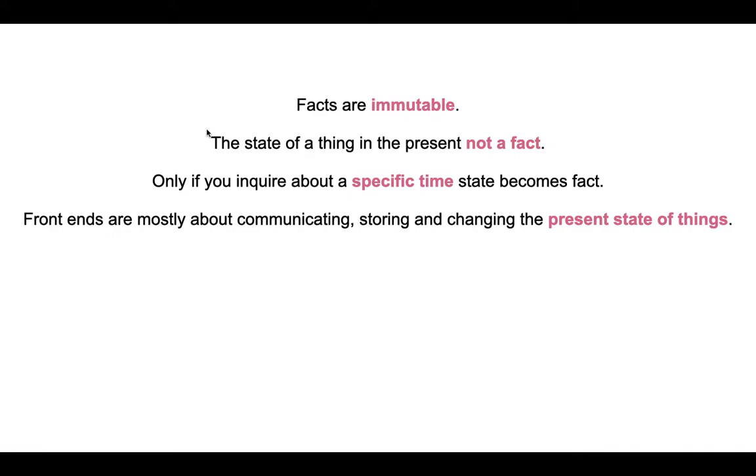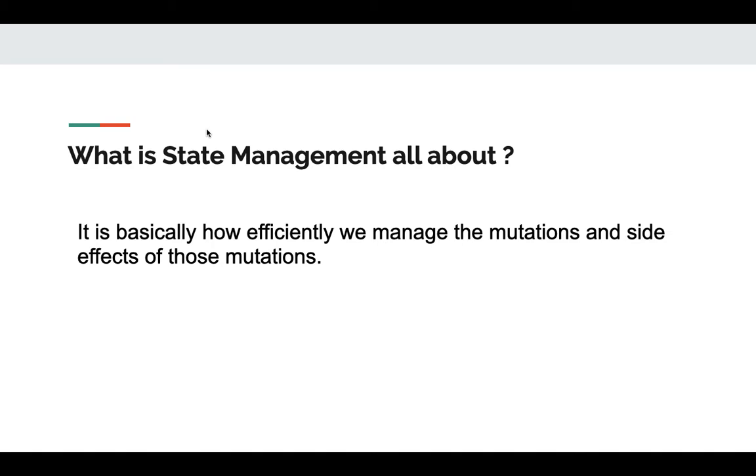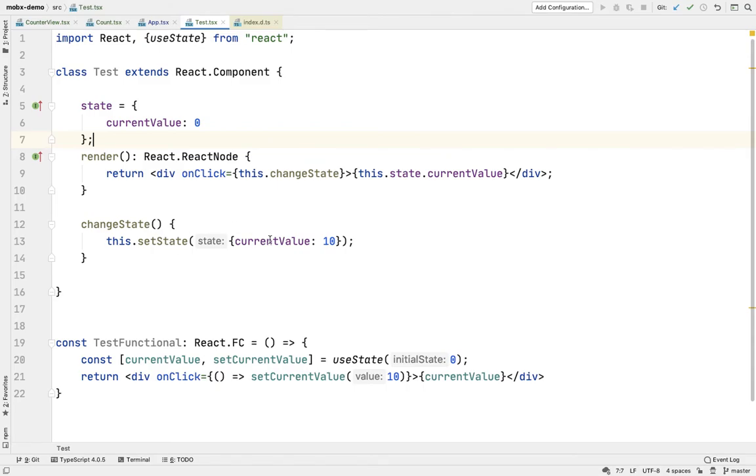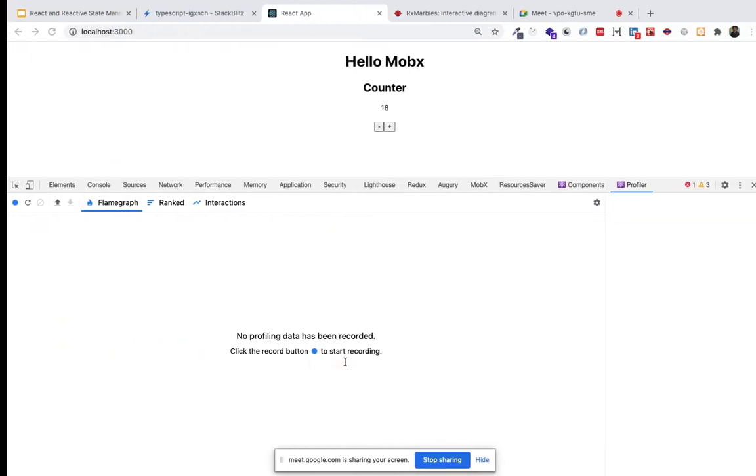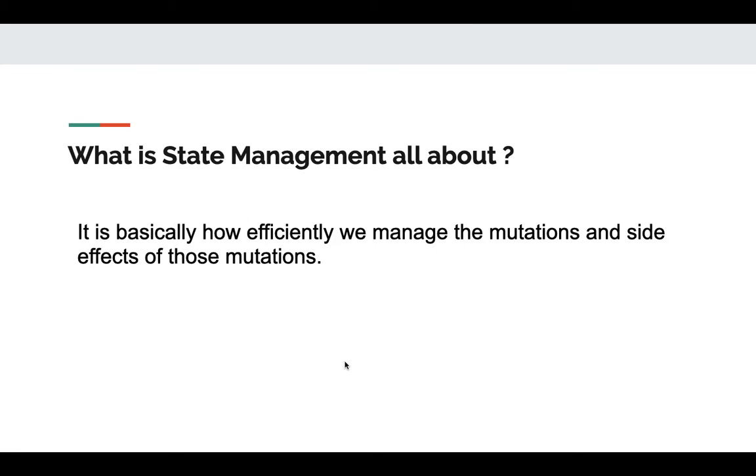Front ends are mostly about communicating, storing and changing the present state of things. So state management is all about how we manage the mutations and side effects of those mutations. Here we are managing the mutations and side effects by calling the set state function of React class-based component. And here we are doing the same thing by the set current value, useState hook. So this is the way how mutations and side effects of things work.